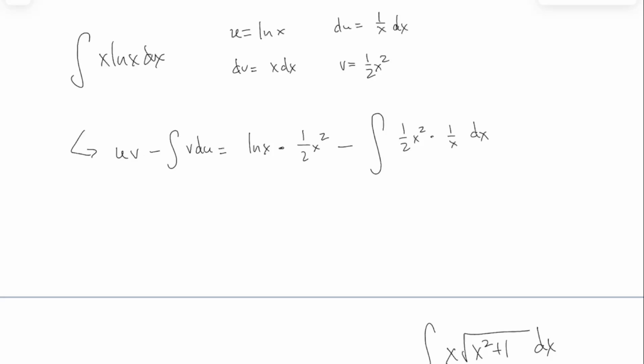All right, so that's what you get after doing the integration by parts formula. Now what remains is to do that integral. We should try to simplify it first as much as possible. So, just to rearrange a little bit, how do we simplify? I would take the 1/2 out, first of all. And then, what remains inside the integral?